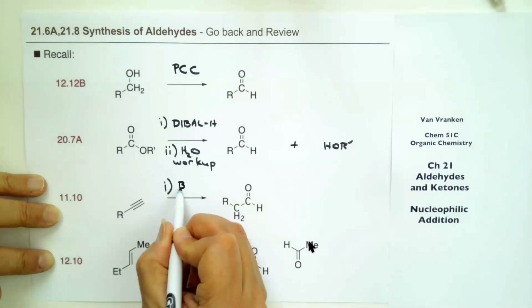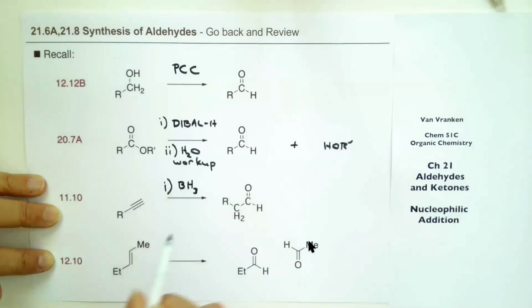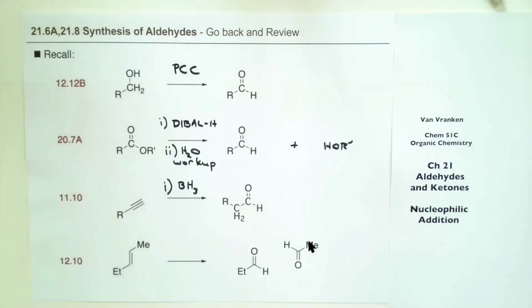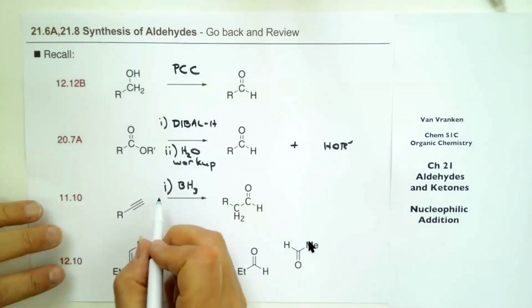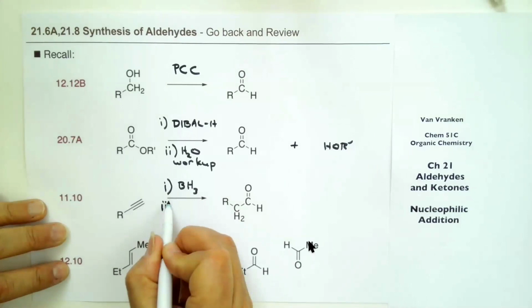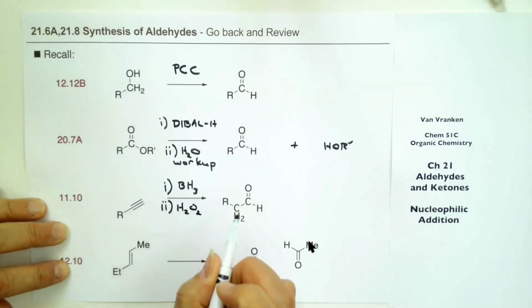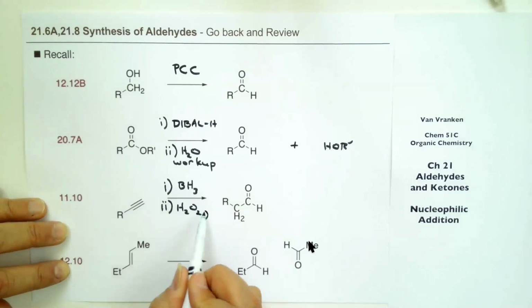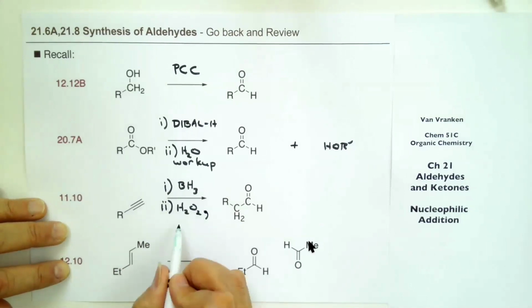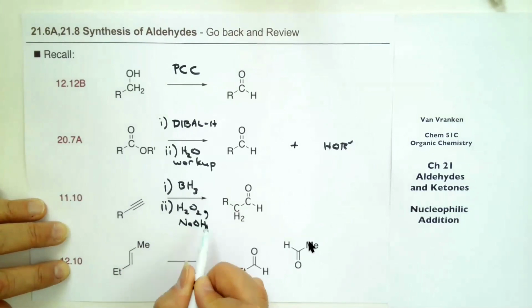So the steps are hydroboration with borane, BH3, followed by the hydrogen peroxide workup, and it's base and hydrogen peroxide. These reagents may seem kind of complex to memorize, but you have to memorize them. Hydrogen peroxide and sodium hydroxide. You have to remember both of those.